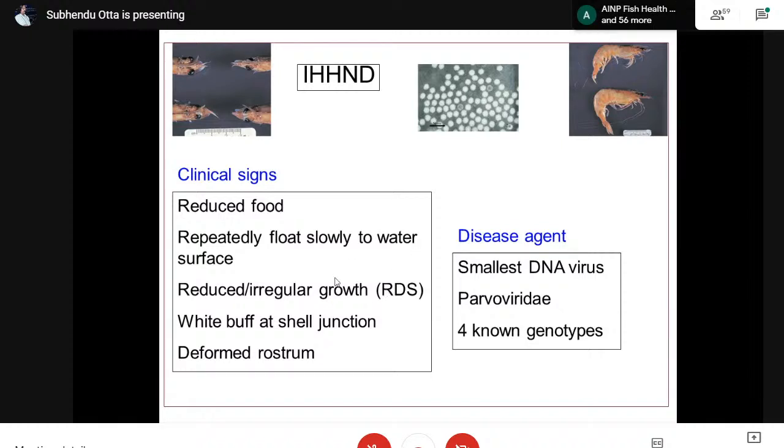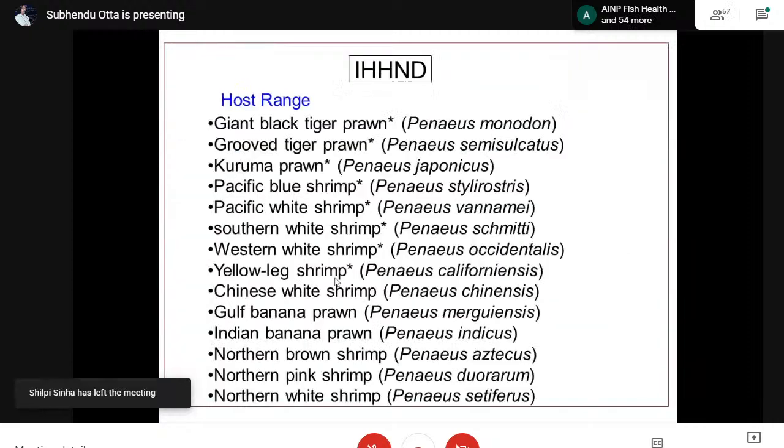Again, it is the smallest DNA virus, belonging to Parvoviridae. 4 different genotypes are available.